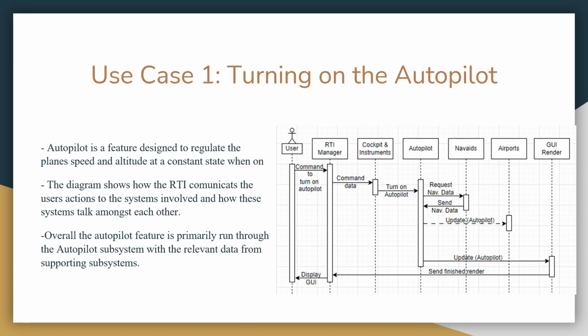For our first use case, we chose turning on the autopilot. The autopilot is a feature designed to regulate the plane speed and altitude at a constant state when on. The diagram shows how the RTI communicates the user's actions to the systems involved and how these systems talk amongst each other. Overall, the autopilot feature is primarily run through the autopilot subsystem with the relevant data from supporting subsystems. You can see the sequence diagram on the right as well.